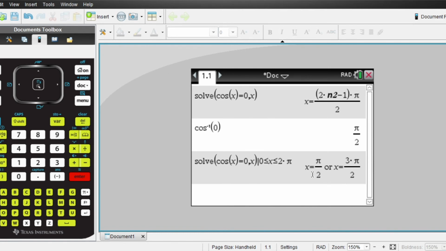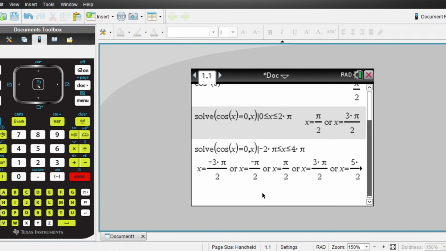So the first one is when x is equal to pi on 2, and the next one will be when x is equal to 3 pi on 2. So we can try this again with, let's say, I'm going to change my domain. I'll make this 4 pi and I'll make this negative 2 pi. Again, by doing that and making sure that you include that bar, you're going to get all the solutions for x that make that function equal to 0.